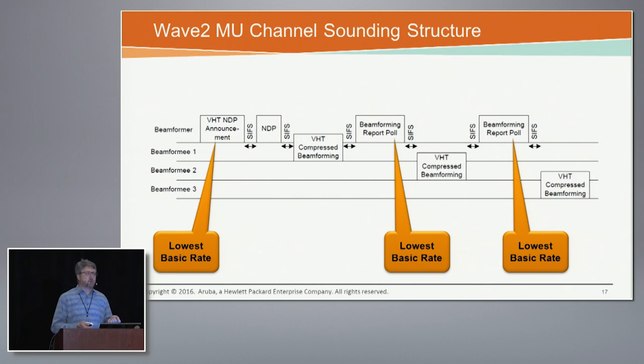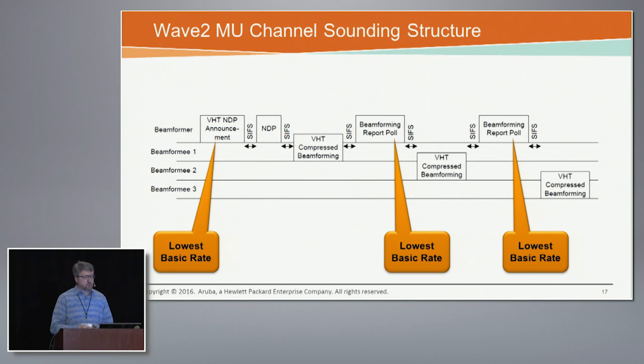In Wave 1 beamforming, the channel coherence time is on the order of 100 milliseconds to hundreds of milliseconds, I guess would be the best way to describe it. With multi-user MIMO, the channel actually degrades much more rapidly. It's on the order of tens of milliseconds. And so the AP has to continuously re-probe the channel to understand the current conditions.